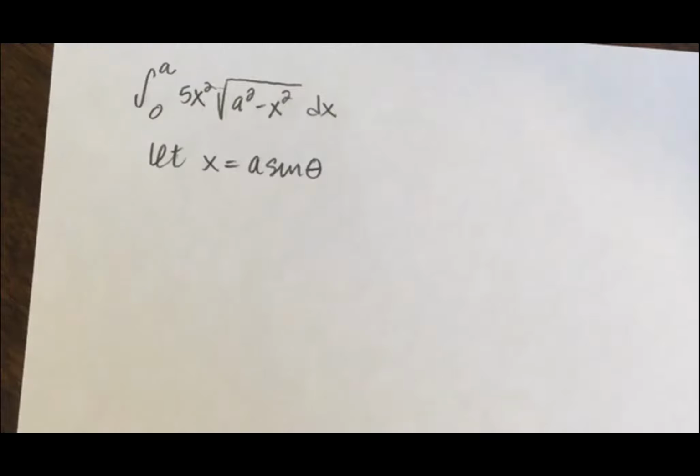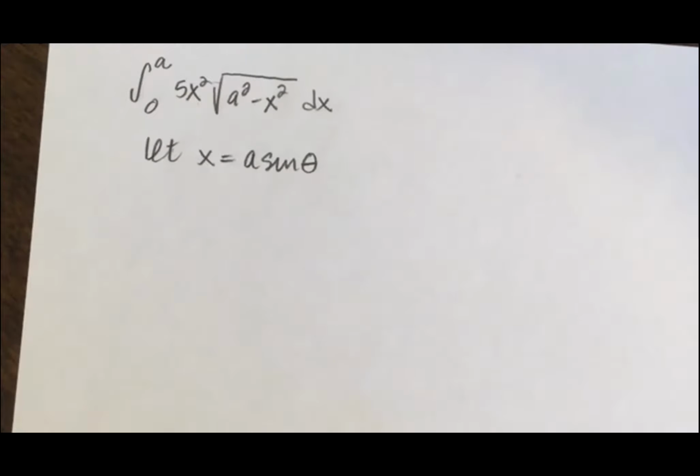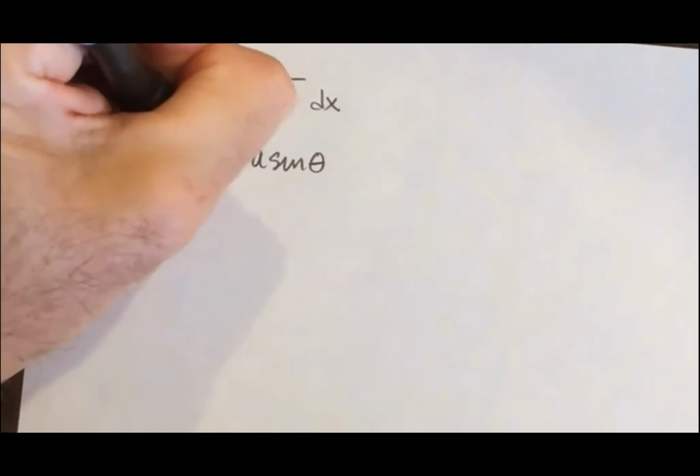What I'm seeing that's different about this one, though, is notice the 5x squared. Wouldn't that have been nice if that was a minus 2x instead of a 5x squared? Would have been sweet. Would have been chain rule. Okay, but the only difference in this problem and the last one is that we're going to use the same trig sub, and we're going to have to deal with the 5x squared. So let's see if we can do the sub. If x is that, dx must be a cosine theta d theta.